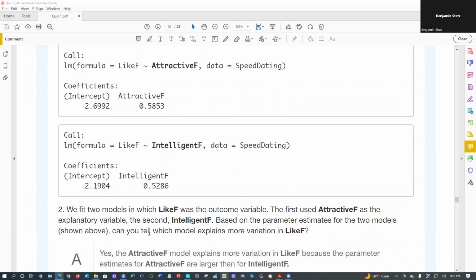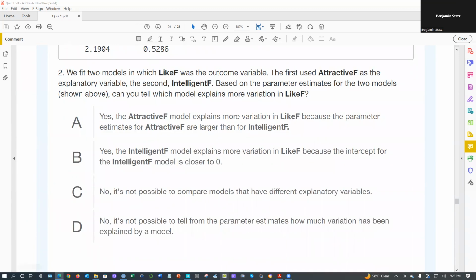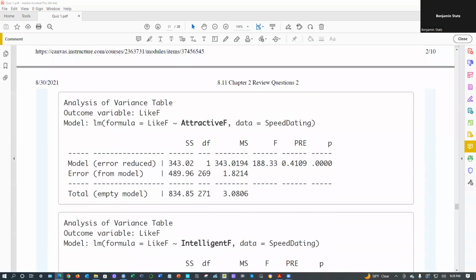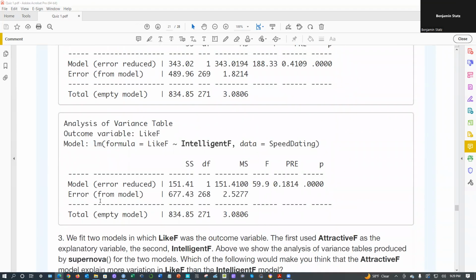By looking at these regression lines, you cannot tell anything. No, it's not possible, like last time. It's not possible to tell from the parameter estimates how much variation has been explained by the model. The answer is D. Similar kinds of questions.